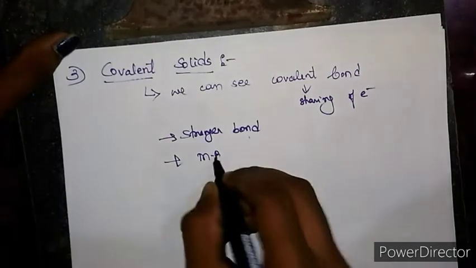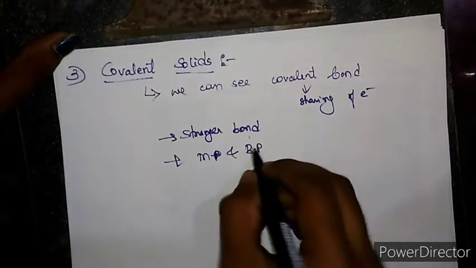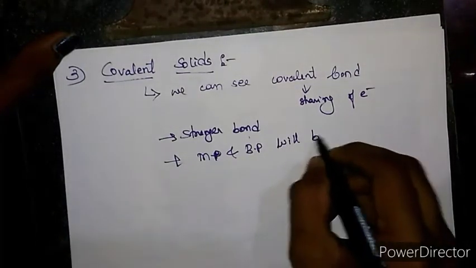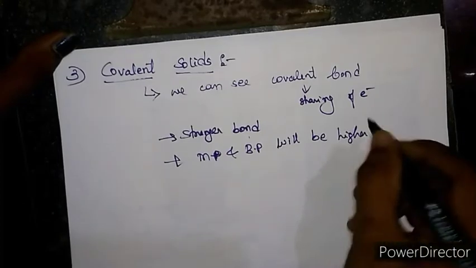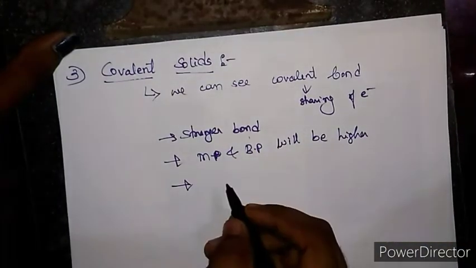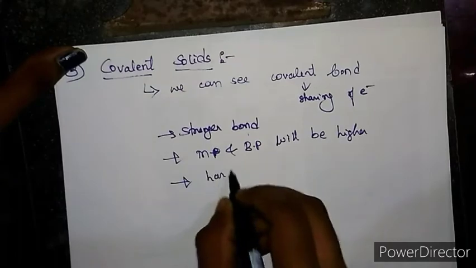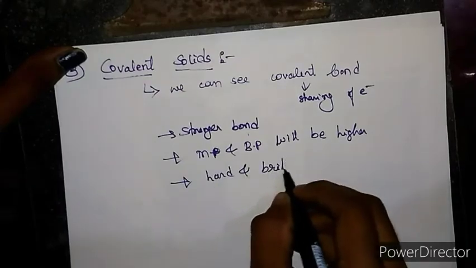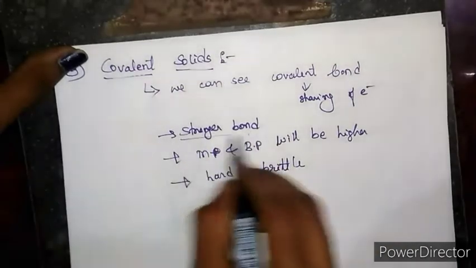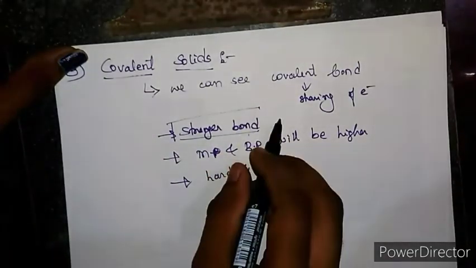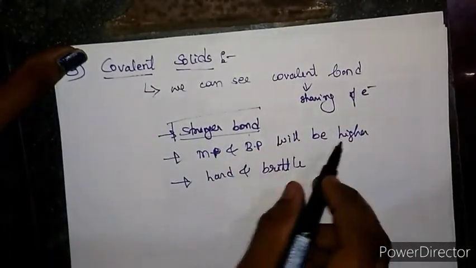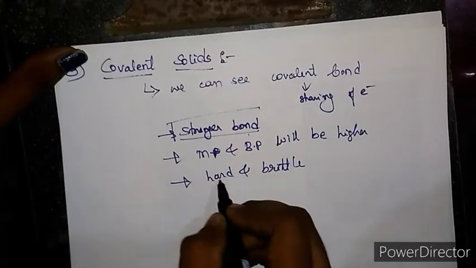Melting point and boiling point will be higher. Why? Because the bond is stronger. Then whether it is soft or hard: it is hard and brittle. Why is it hard and brittle? Just remember this point: if the bond is stronger, then the melting point and boiling point will be higher, and it will become hard and brittle.